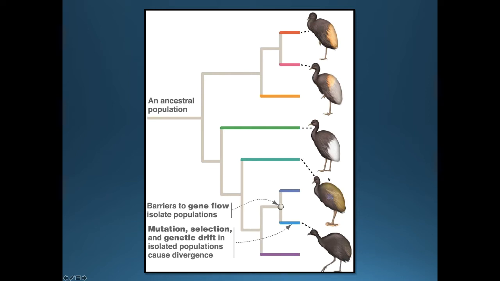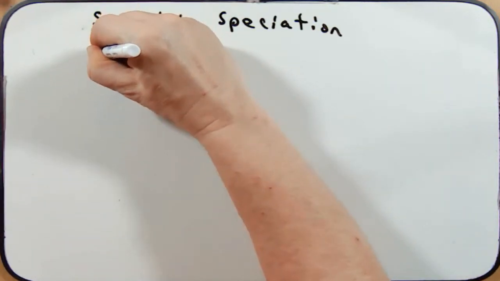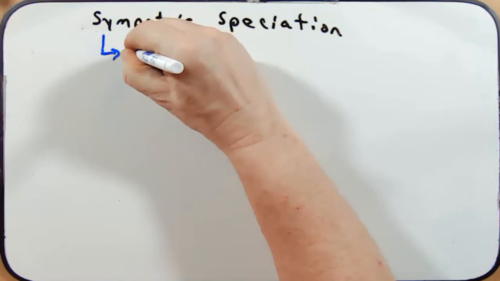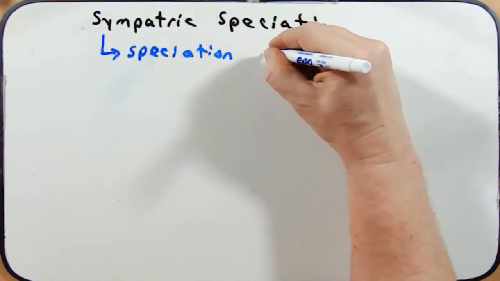vicariance method. All right, let's go ahead and move into the next category of speciation, and that is sympatric speciation. Okay, so let's go ahead and start talking about sympatric speciation. And remember, the main difference with sympatric speciation compared to allopatric speciation is that sympatric speciation occurs in the same geographic area.